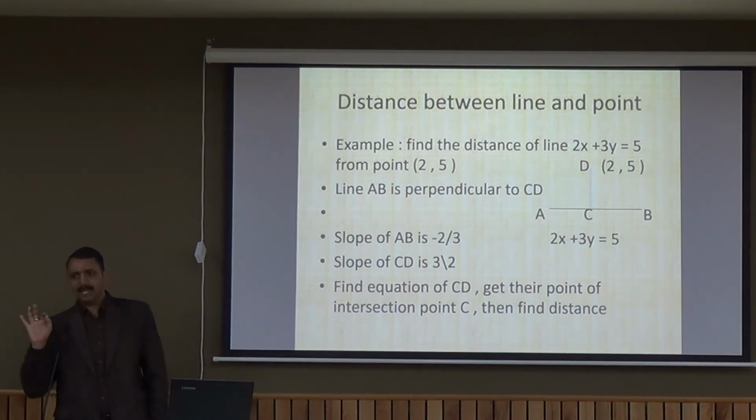Now we have the equation of AB as well as the equation of CD. Now what is C? C is the point of intersection of both the lines. By solving these two equations, we can find the coordinates of C. Now we have the coordinates of C and we have the coordinates of D. Now we can use the distance formula: d is equal to square root of (x1 minus x2) whole square plus (y1 minus y2) whole square, so that we can find the distance between these two points.